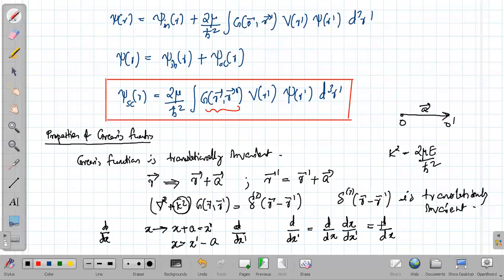If you change the variable with a constant term, so x to x prime, by adding some constant a, then there is no difference in the derivative. So the derivative is translationally invariant.